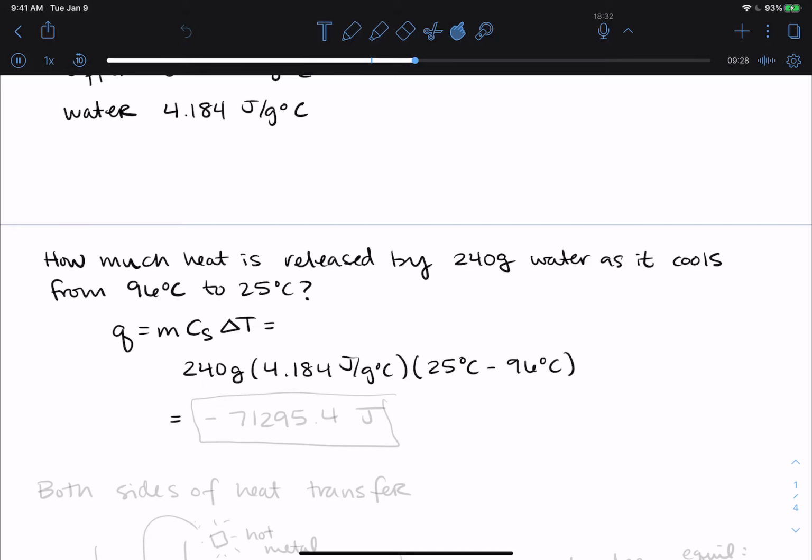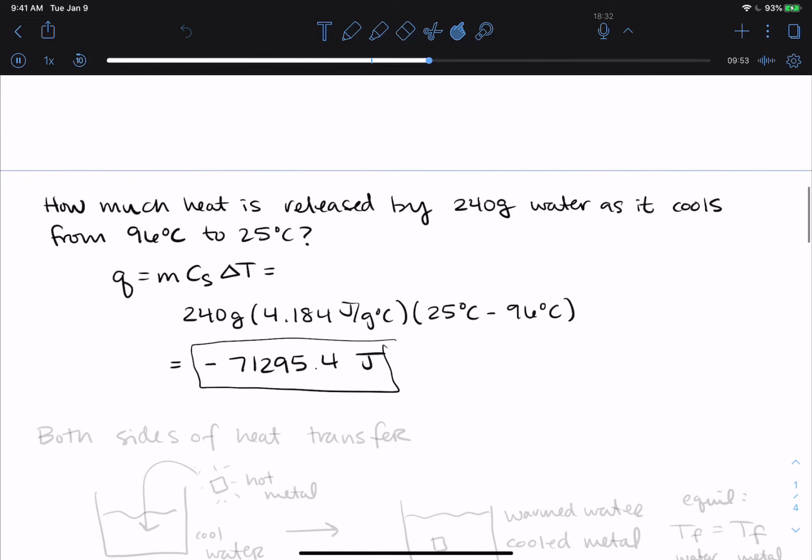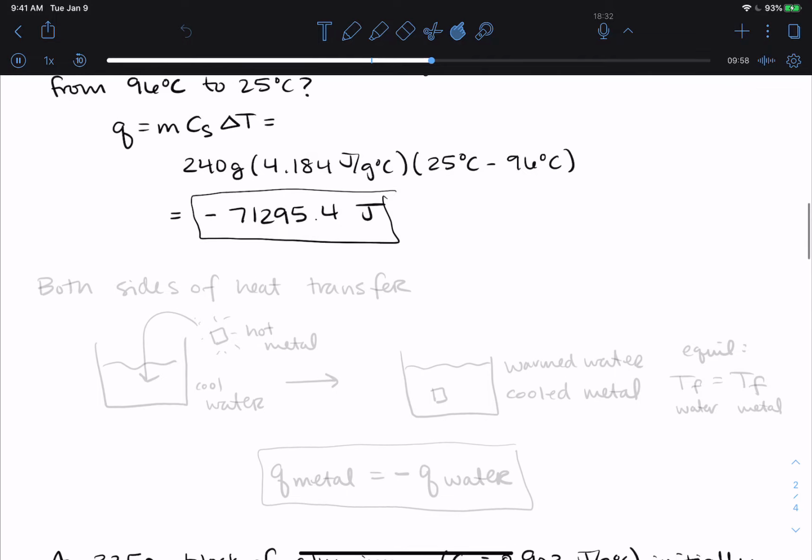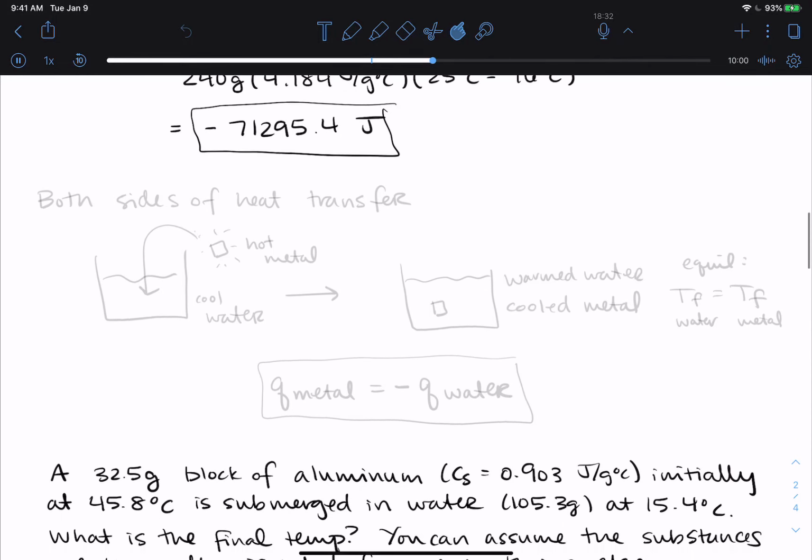So the heat value is negative 71295.4 joules. And unless I give you a specific unit to report this in, you're welcome to leave it as joules. We probably want to convert it to kilojoules because it's a pretty big number to be in joules. All right, so that's it for the first example. Then the question is, where does this heat go? That heat goes from the system into the surroundings.